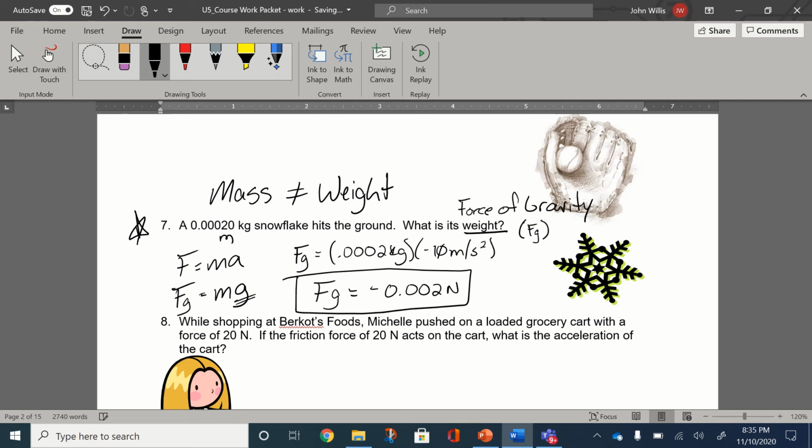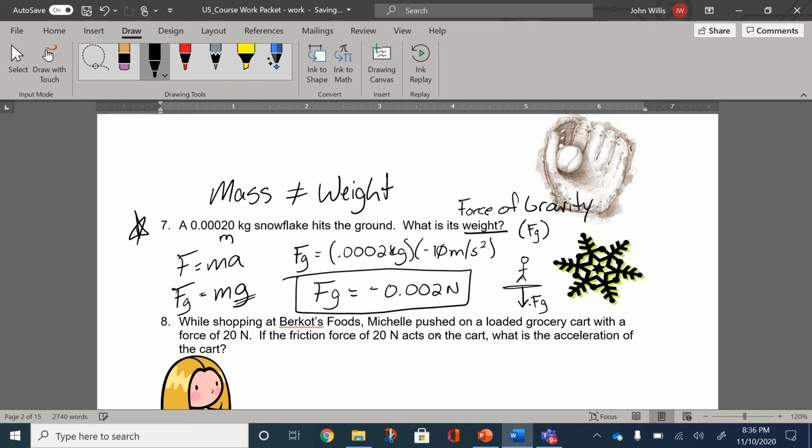Yes, it should be negative. That seems ridiculous, I know, but it is a vector. It includes direction. You've never stepped on a scale and had it read a negative weight. I know that. That's because the scale that you're standing on doesn't measure your weight, your downward force of gravity.